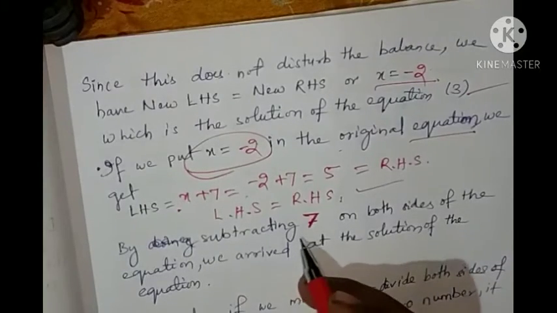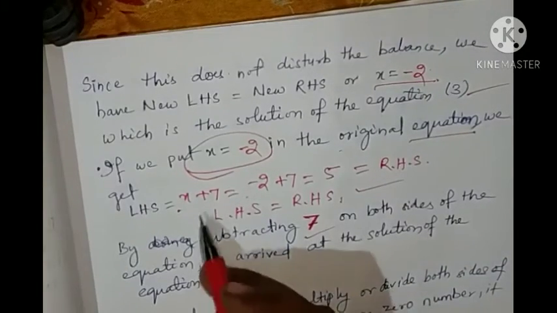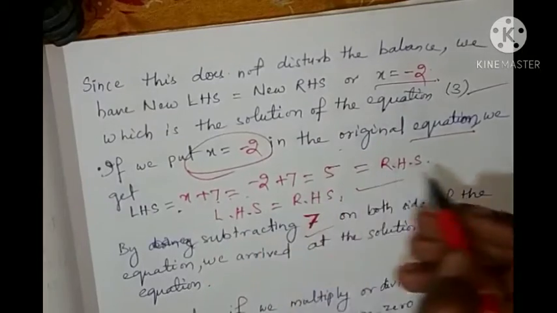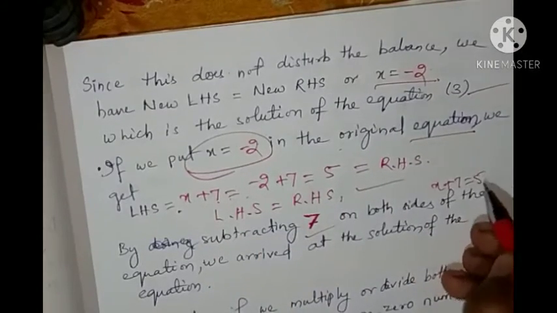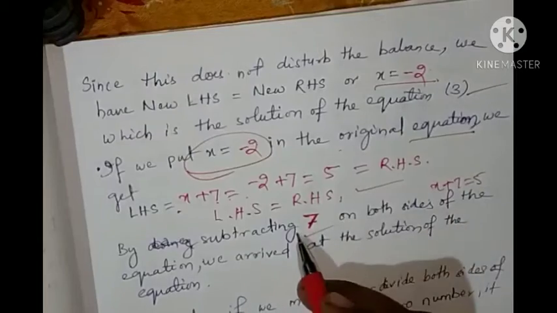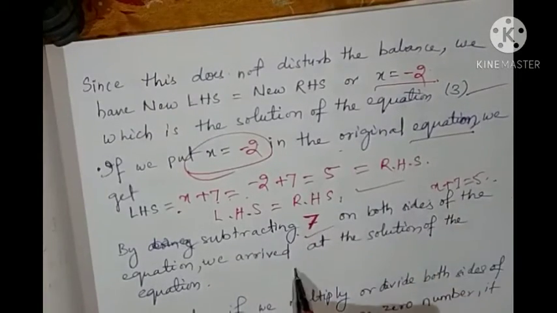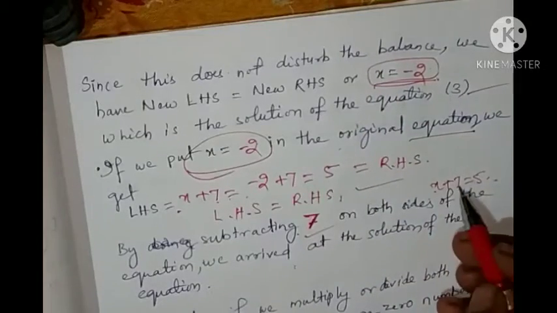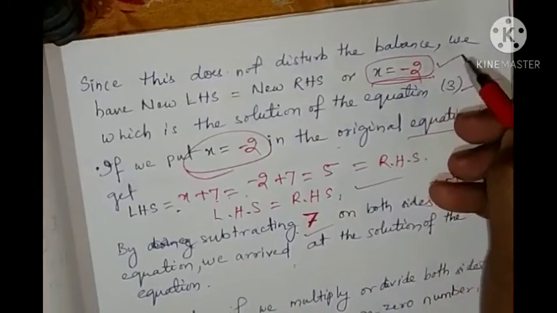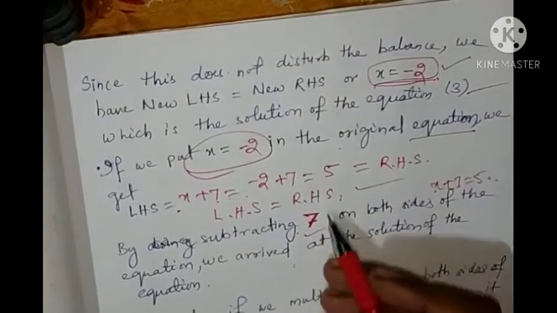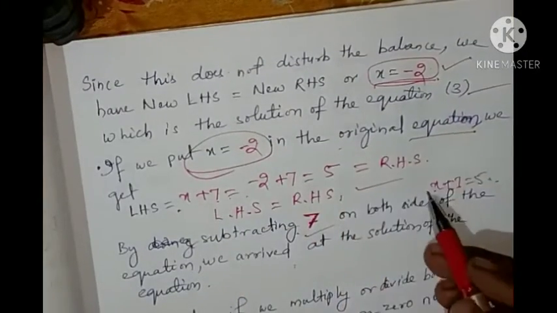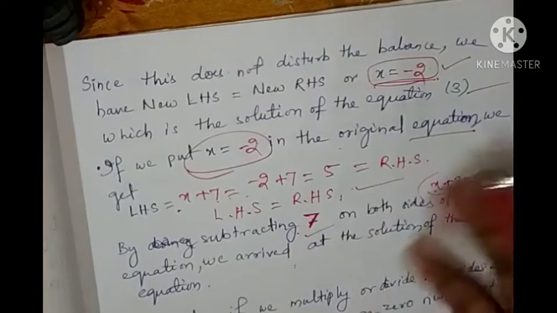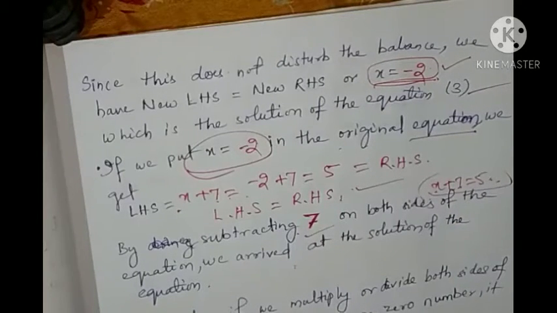So what have we subtracted? 7. Here in this equation x plus 7 equal to 5, what have we done? We have subtracted 7 on both sides of the equation, so that we get the solution x equal to minus 2. And that solution we again put in the original equation. In the original equation, what do we get? LHS equal to RHS. So by subtraction also we can get the solution of an equation.